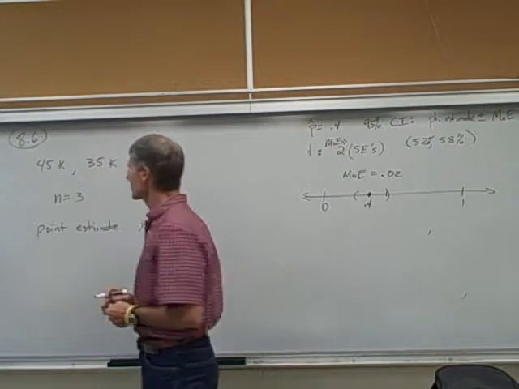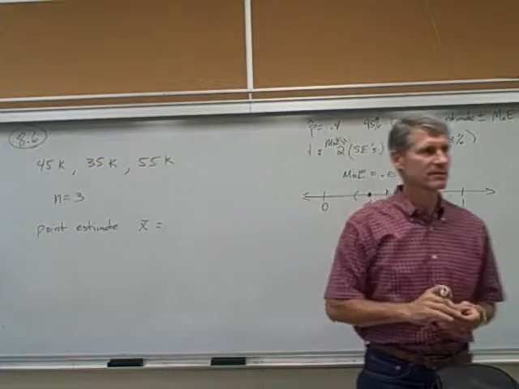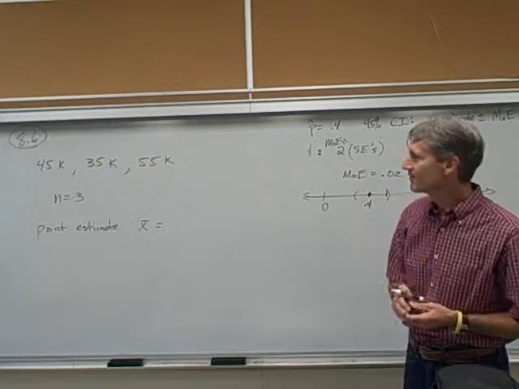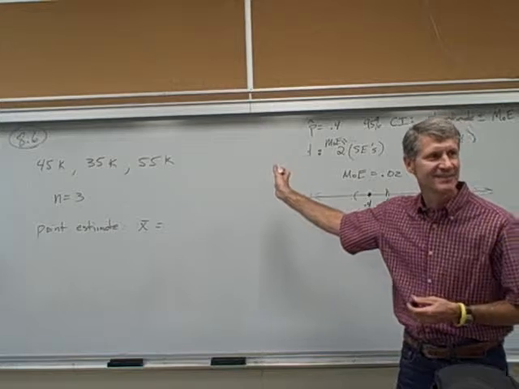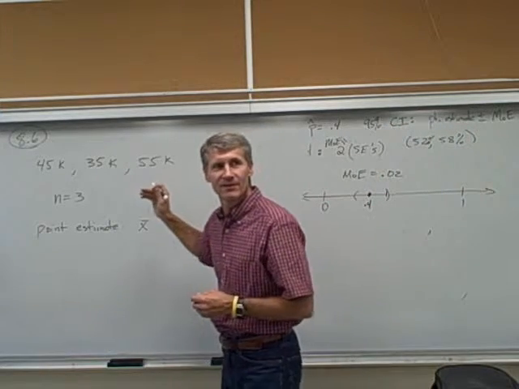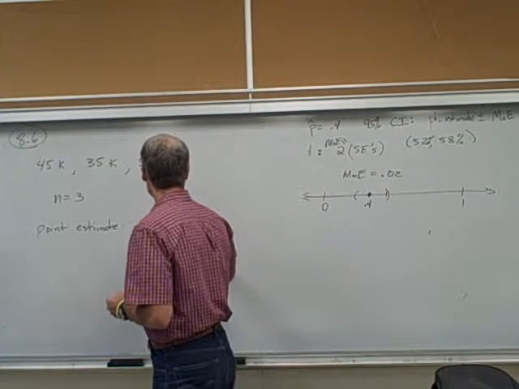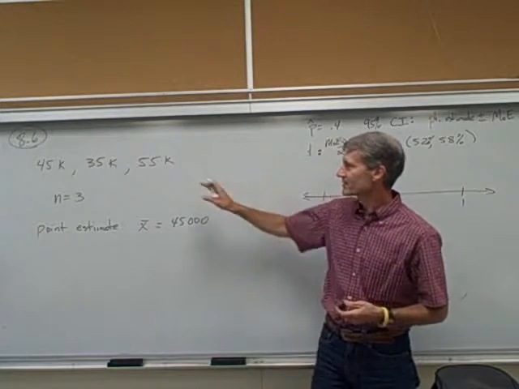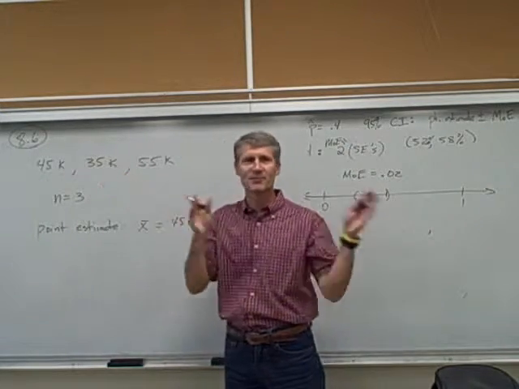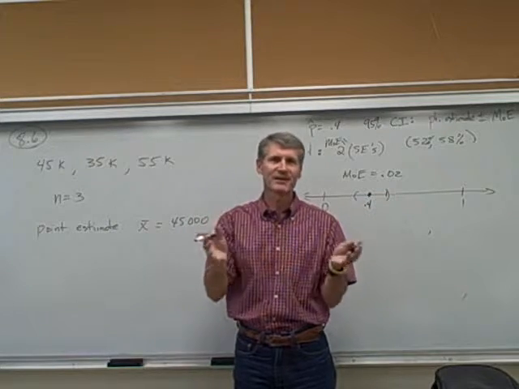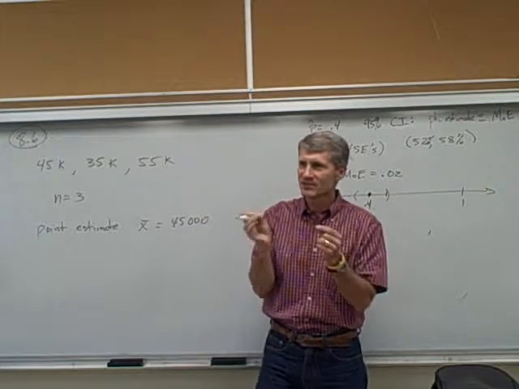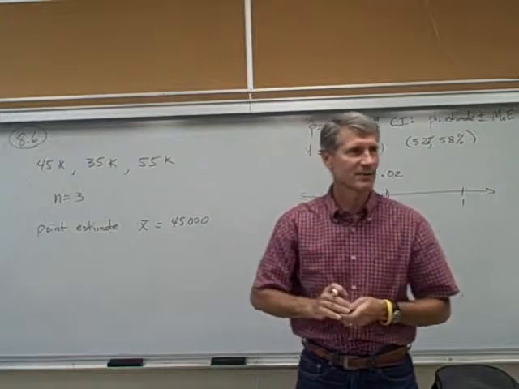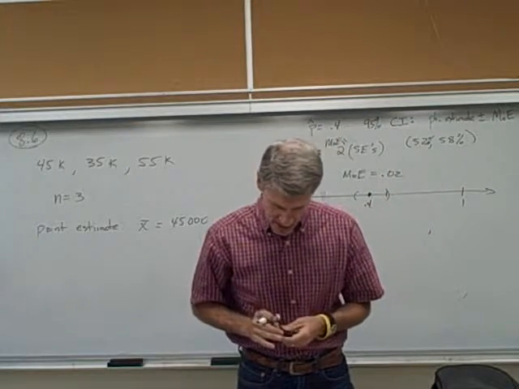X bar is equal to what? You can do it in your head here. I want a number. What'd you say? 45. 45. And I'm going to go ahead and put the zeros this time. 45,000. Because notice these three numbers are evenly spaced, and 45 is the middle one. So by the way the mean is computed, that's going to be the value. Right? So that one we could actually do in our head.